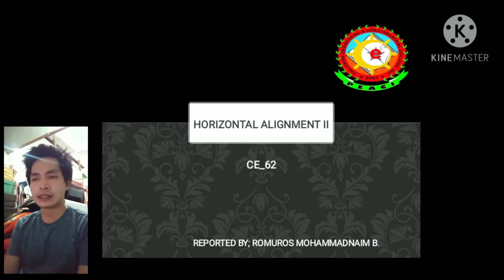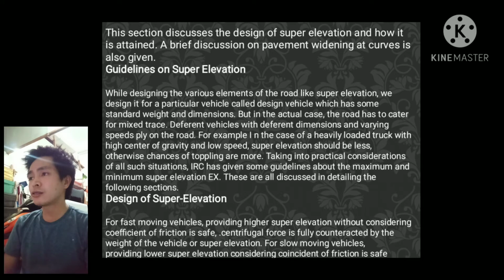My report is Horizontal Alignment 2 in CE62. This section discusses the design of super elevation and how it is attained. A brief discussion on pavement widening at curves is also given.